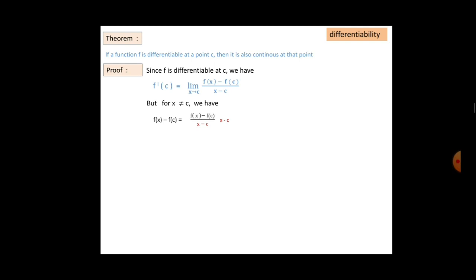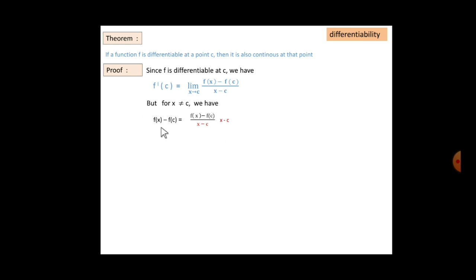Now for x not equal to c, we can write f of x minus f of c in this way: f of x minus f of c divided by x minus c, multiplied by x minus c. Here remember, this x minus c gets cancelled and it becomes the same as the left side term, because we have to prove that it is a continuous function.